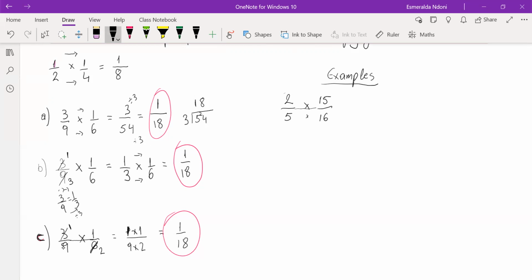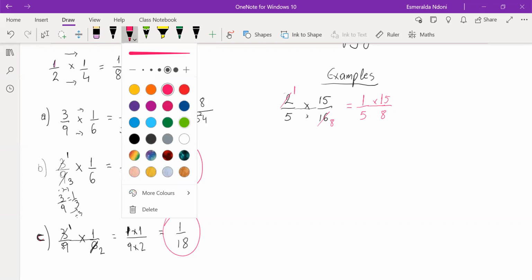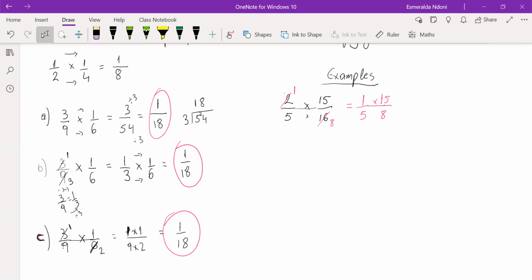So 2 with 16. Can I simplify that? Yes, indeed I can. So dividing both of these numbers by 2. 2 divided by 2 leaves me with 1, and 16 divided by 2 leaves me with an 8. Okay, I'm going to rewrite these fractions before I do anything else. So I have 1/5, which needs to be multiplied by 15 out of 8. Again, before I do anything else, I'm going to see if I can cancel down some more.